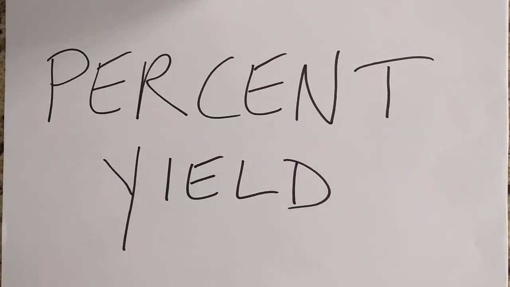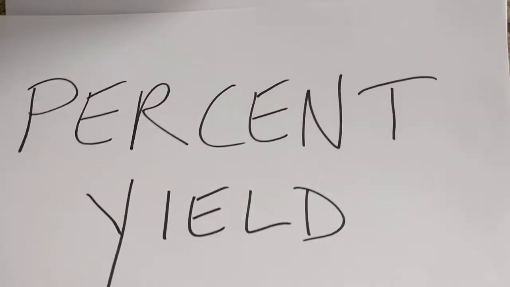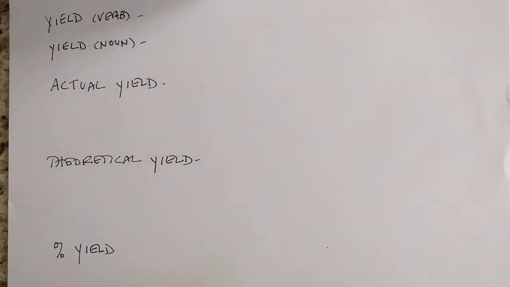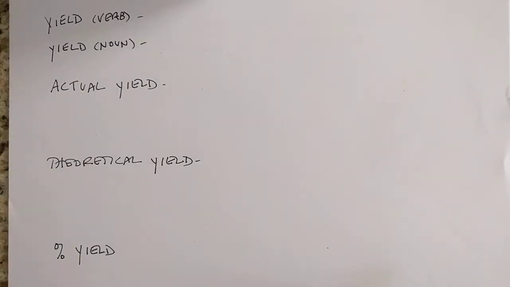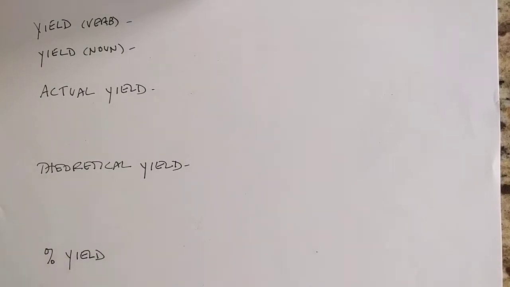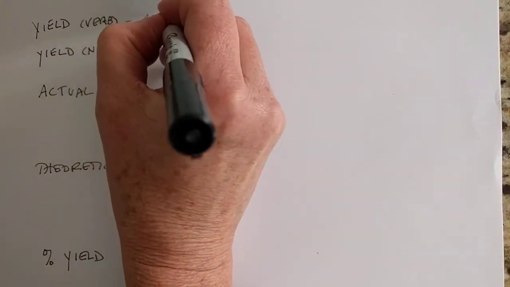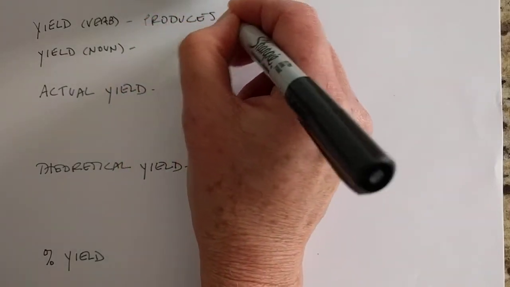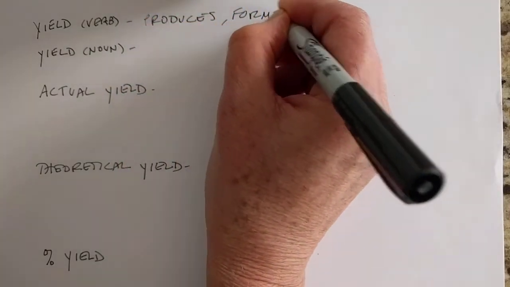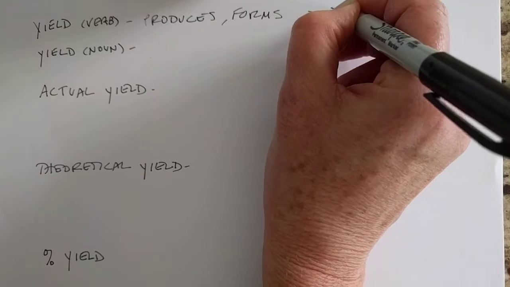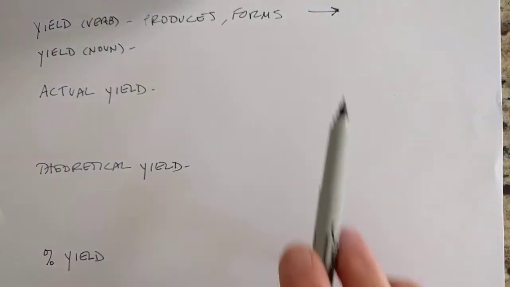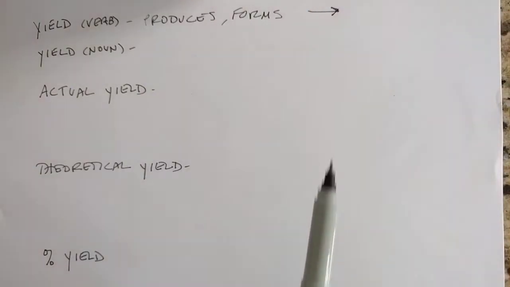This lesson is on percent yield. So in chemistry, when we talk about yield, we can use it as a verb, and then it means produces or forms. Produces, yields, forms. And our arrow in a chemical equation, we can say that that is yields.